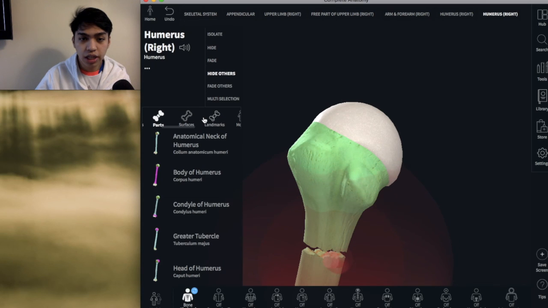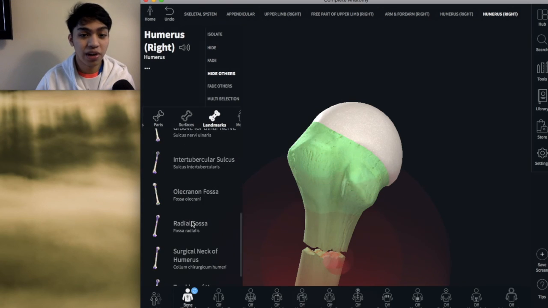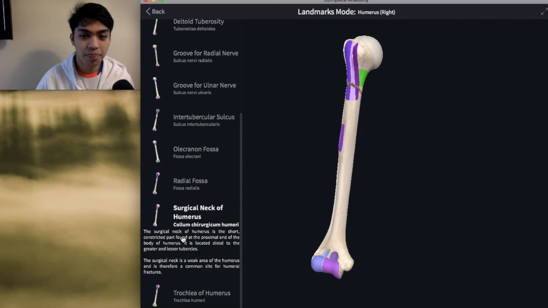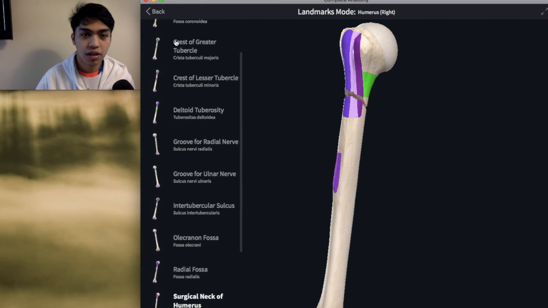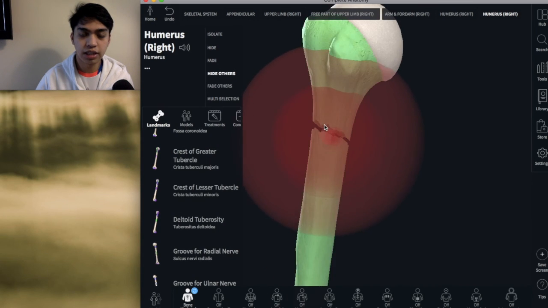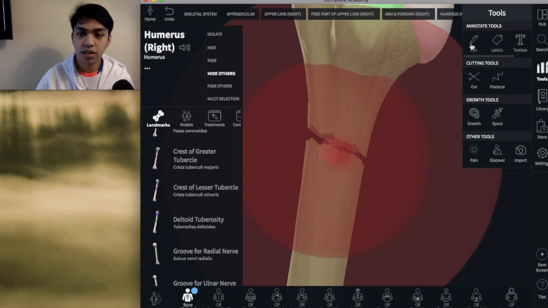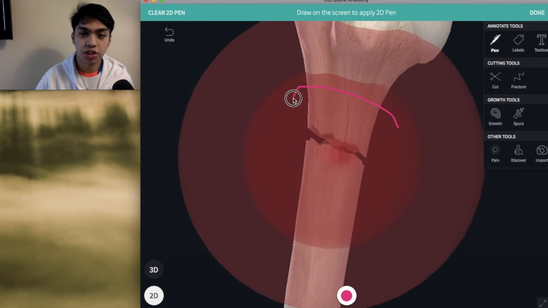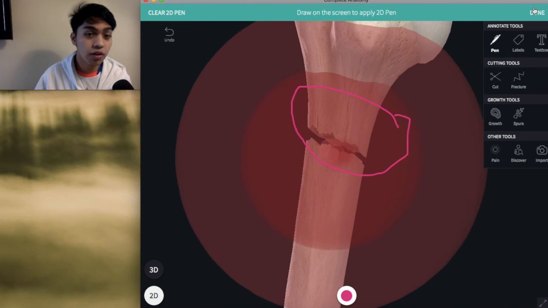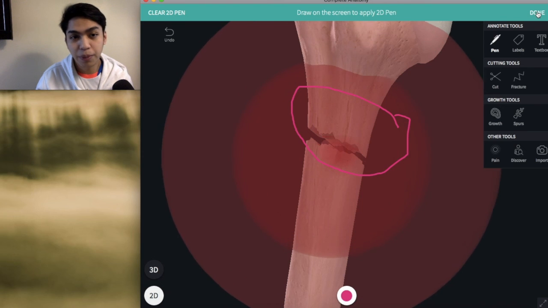The surgical neck is named that way because it is the most common site for fracture, hence surgery, right? Right here, it is fractured. Actually, it's not that real. The surgical neck is in this portion, that whole portion. So I only fractured this area just to give you an overview of what it looks like when the bone is fractured.